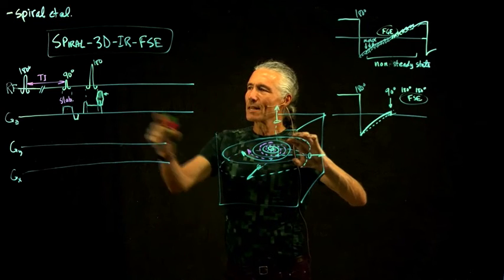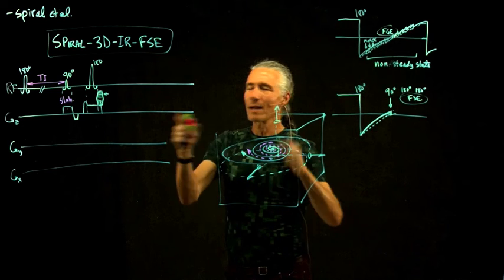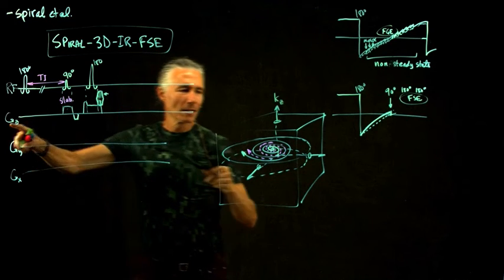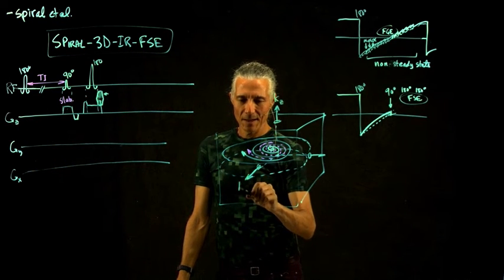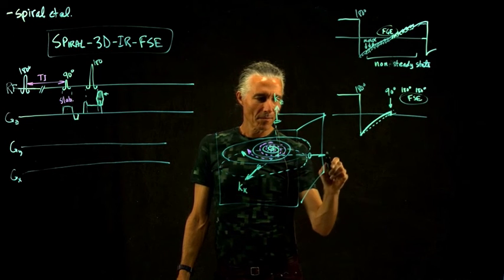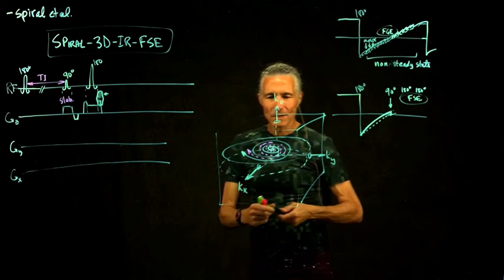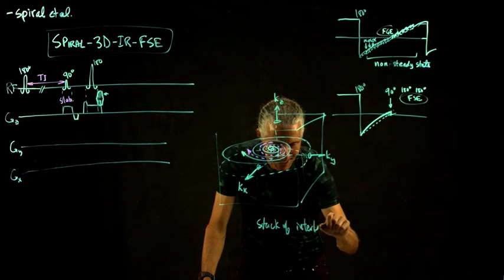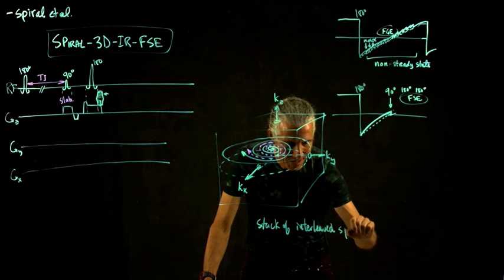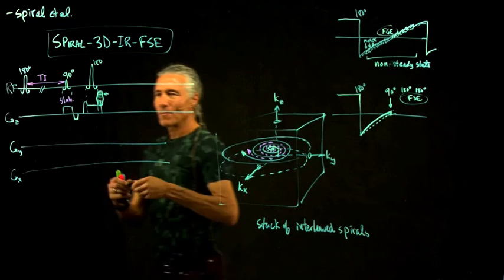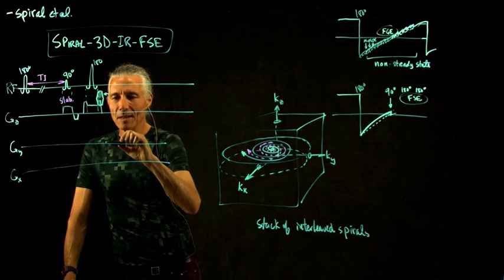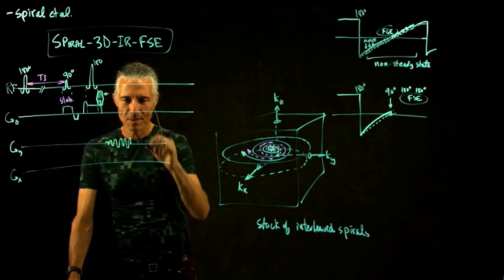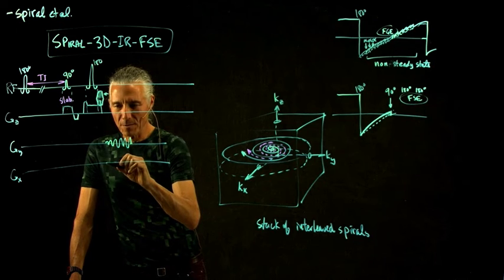And so then on a different partition, you go to a different part. The way I drew it out here, this was the KZ axis, and this would be KX and KY. So this is a stack of spirals, a stack of interleaved spirals. And what does that look like over here? Well, then we have to do our spiral. So here's our spiral readout. We quickly do an echoplanar type spiral readout.